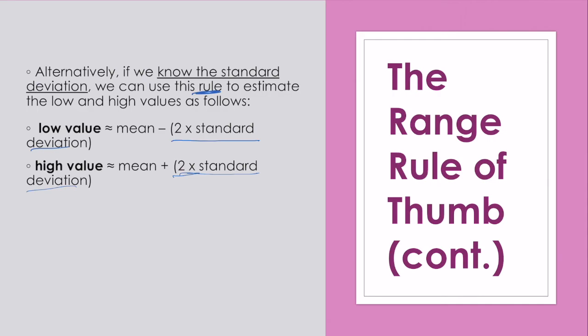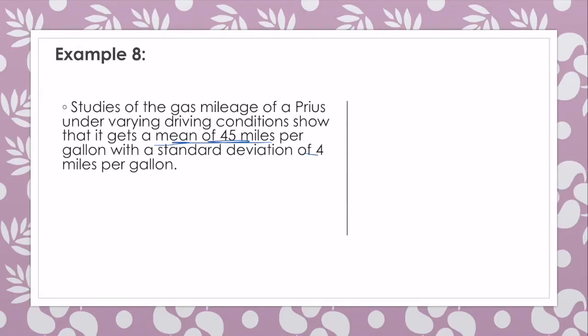So studies of the gas mileage of a Prius under varying driving conditions show that it gets a mean of 45 miles per gallon with a standard deviation of 4 miles per gallon. Let's estimate the minimum and maximum typical gas mileage amount that a Prius owner can expect under ordinary driving conditions. I don't own a Prius. But this was a useful example to see how much gas mileage you could expect to get.